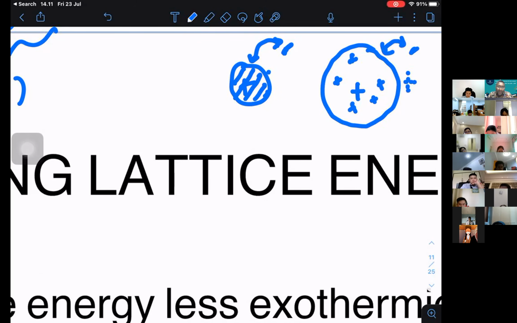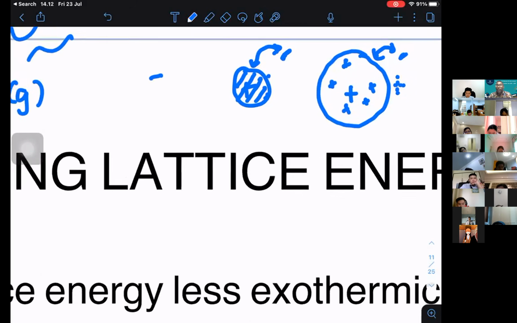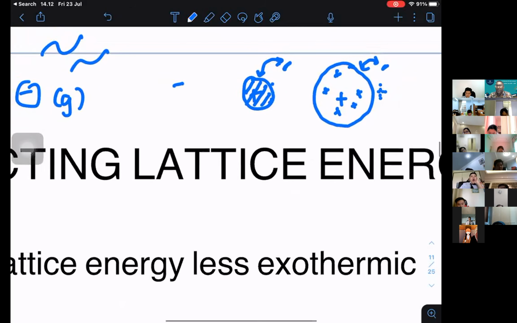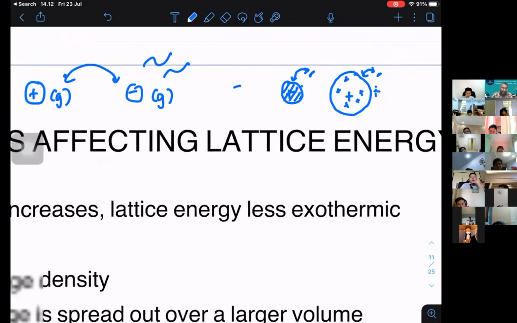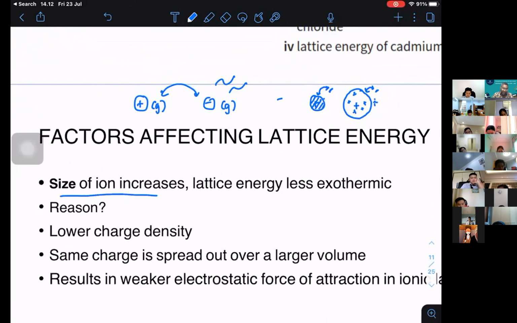So when the size is small, you are going to form more bonds. When you have more bonds, you are talking about a more negative value. So it will become more exothermic. Bond forming is exothermic.